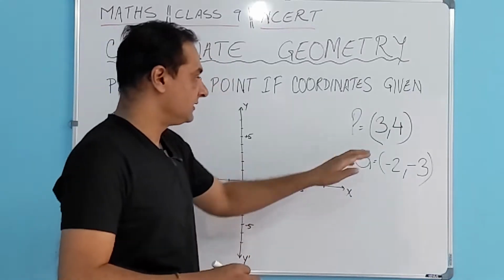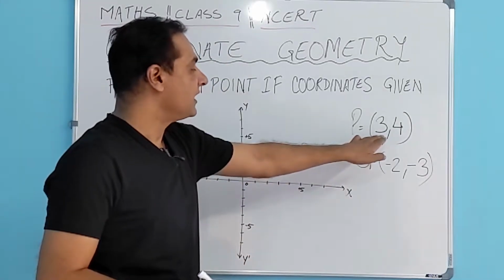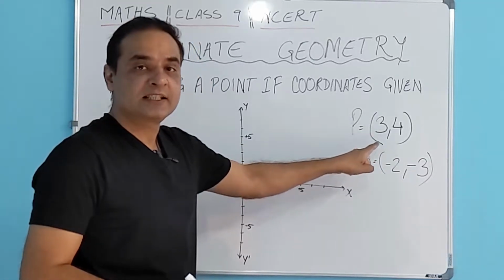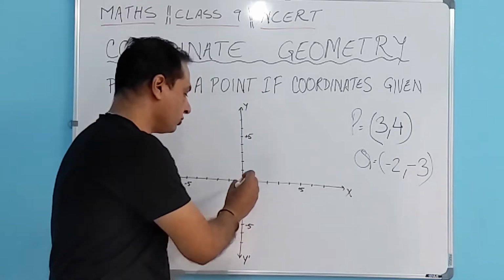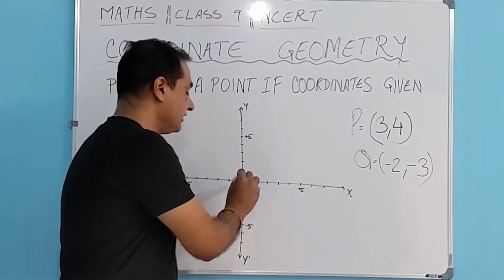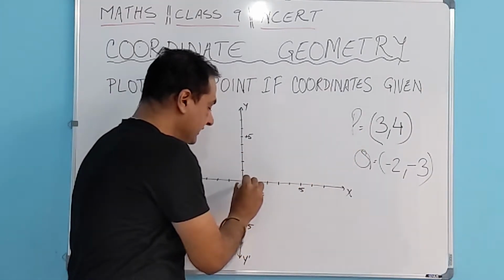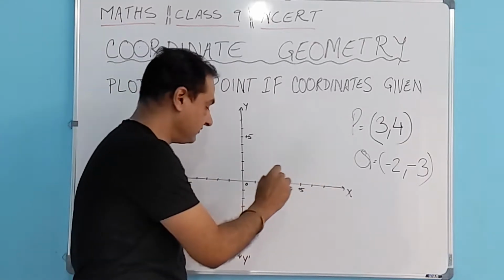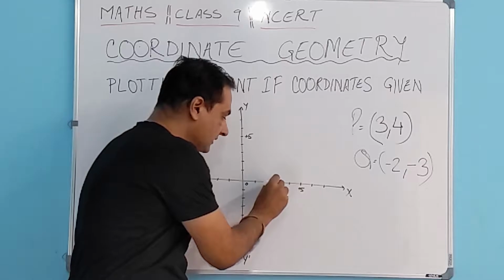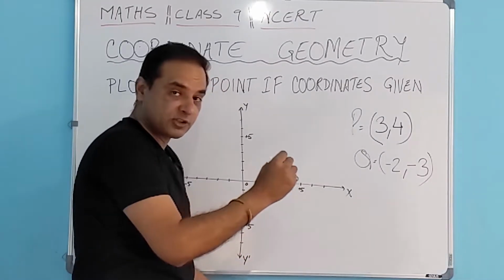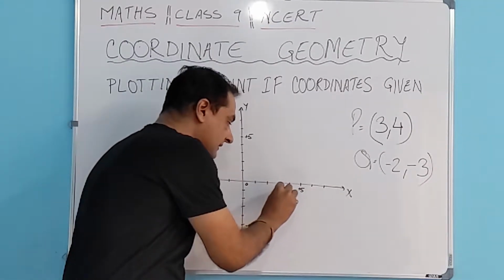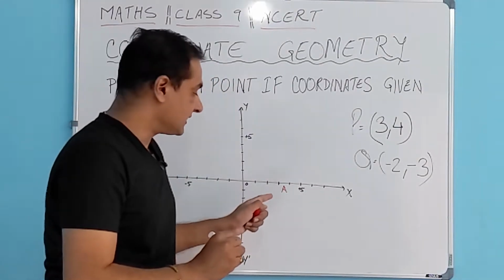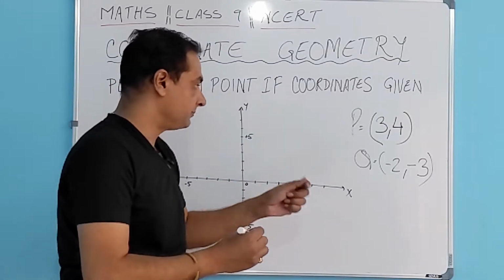First step, let's look at the x coordinate or abscissa of the point. Here it is +3. We go to the origin, and then on the x-axis we go 3 units from here, 1, 2, 3. Now this is positive, so we go in the positive direction. We mark this point, and just for understanding, let's mark that as A. So this is the abscissa or x coordinate for point P.